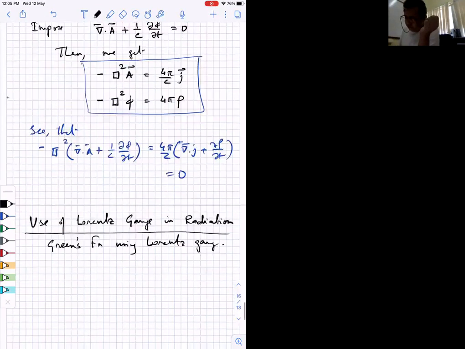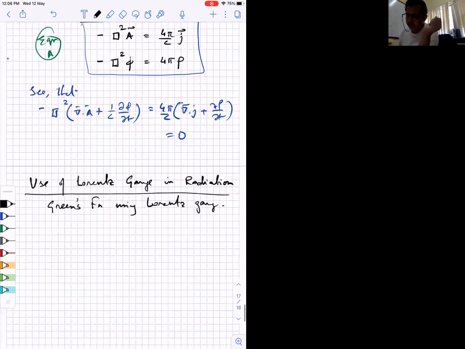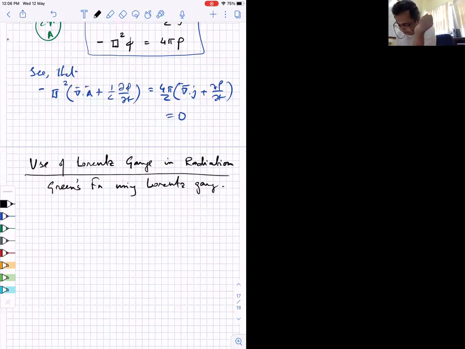So we want to solve these equations. These are the two equations. Let me call this equation A. To solve equation A.